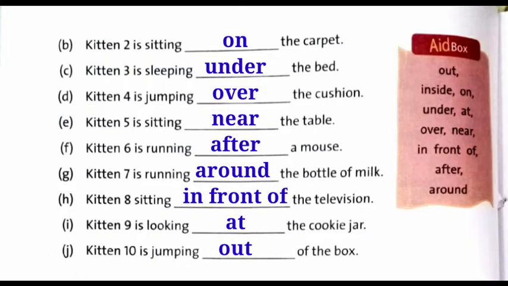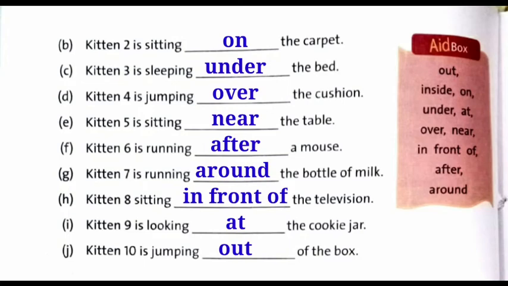Now page 40, blank number 2. Kitten 2 is sitting dash the carpet. Kitten 2 is on the carpet, sitting on. Number C. Kitten 3 is sleeping dash the bed, under the bed. According to the picture, you have to fill the correct answers. Number D. Kitten 4 is jumping dash the cushion, over the cushion. Number E. Kitten 5 is sitting dash the table, near the table.